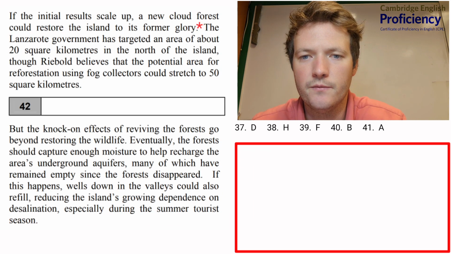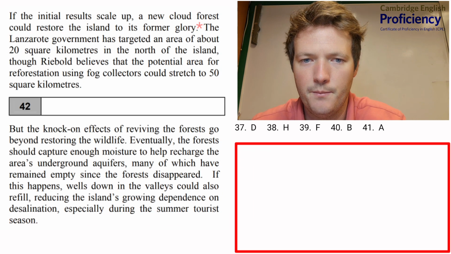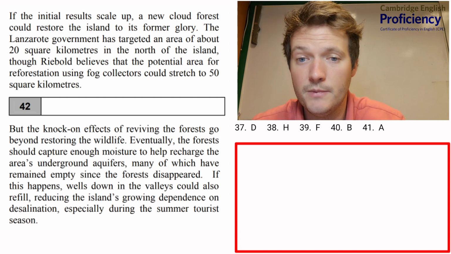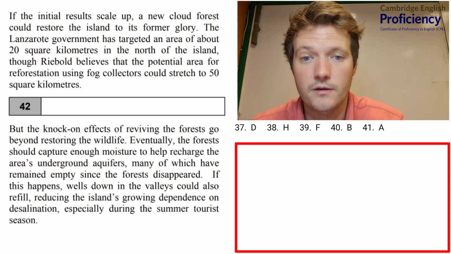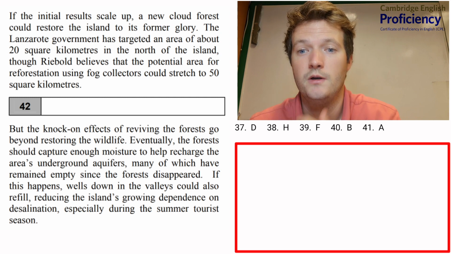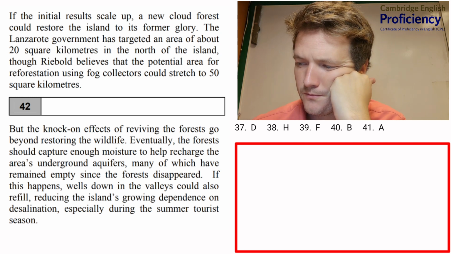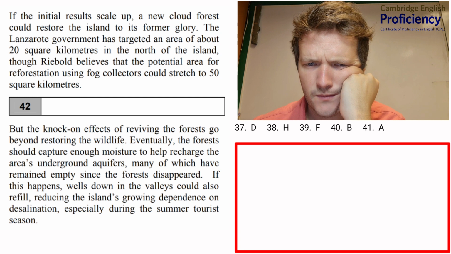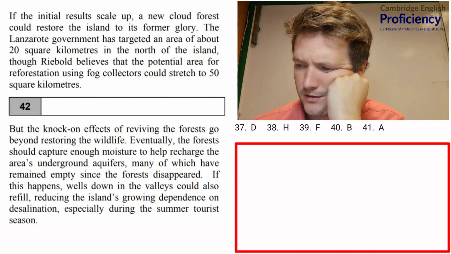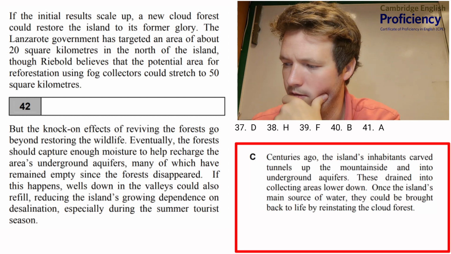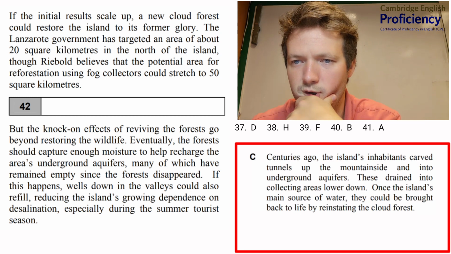The Lanzarote government has targeted an area of about 20 square kilometres in the north of the island, though Rybold believes that the potential area for reforestation using fog collectors could stretch to 50 square kilometres. So it can't be A, B. What about C? Could it be C in number 42? Up to 50 square kilometres.